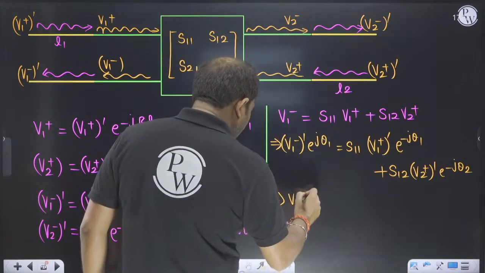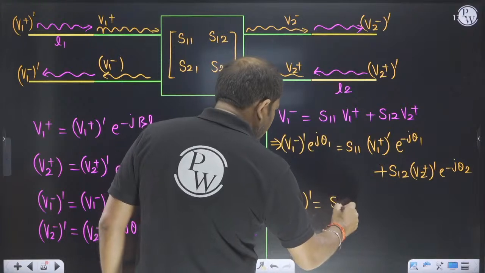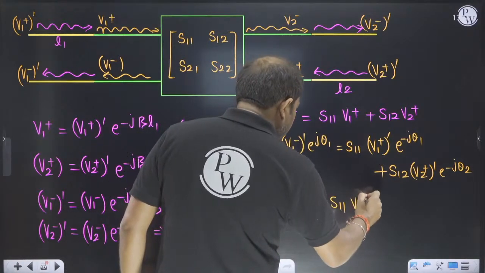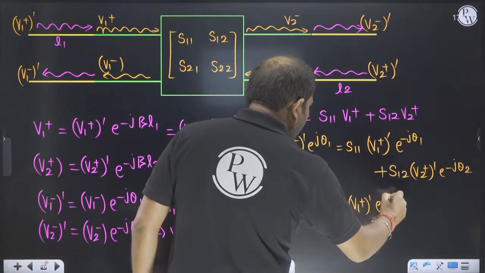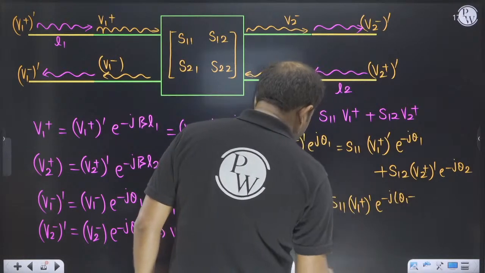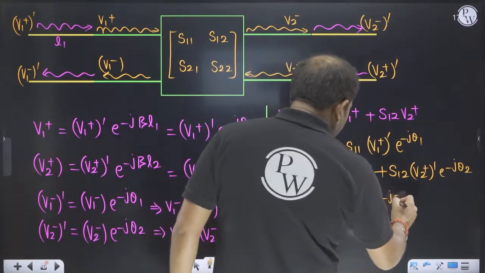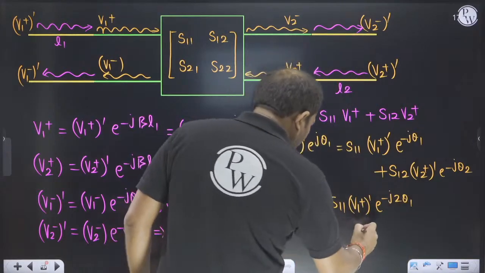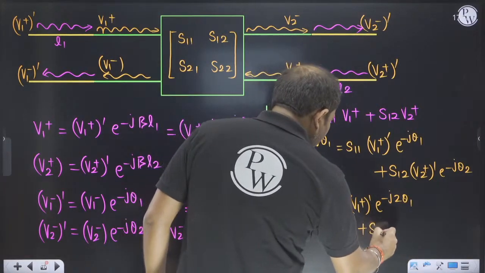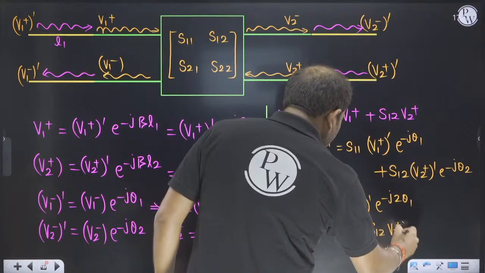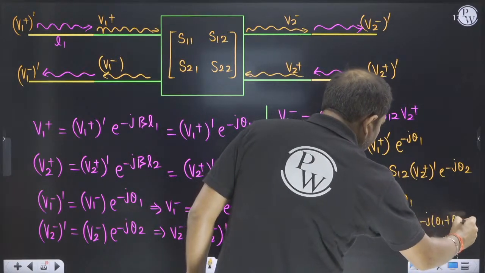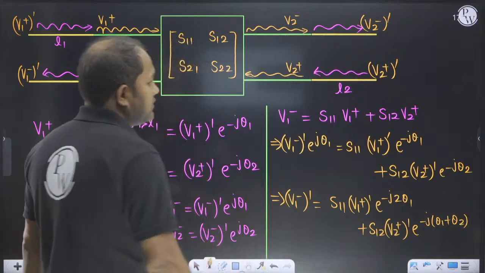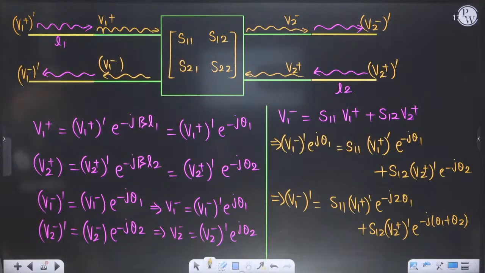So V1 minus dash will be S11 V1 plus dash and e to the power minus j 2 theta 1, and the second one is S12 V2 plus dash and e to the power minus j theta 1 plus theta 2. Yes sir. Similarly you will get the answer. So you will write it down.